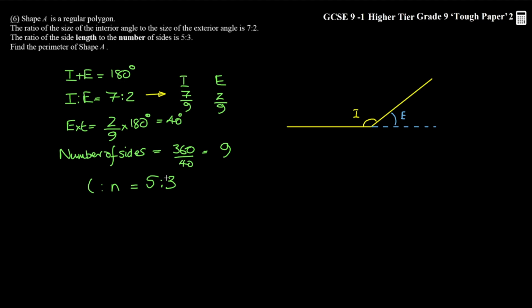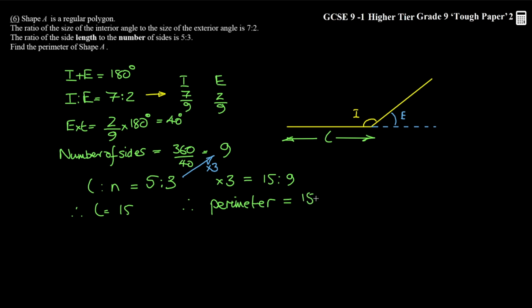And we know that the number of sides is 9, which is a multiplication of 3. So if we multiply the ratio by 3, we get 15:9. So therefore, L must equal 15, this being L, the length of each of the sides. So therefore, the perimeter is equal to 15 multiplied by 9, and that is equal to 135. Well, we're not told anything about units, so I can just say this is units. And that's your answer.